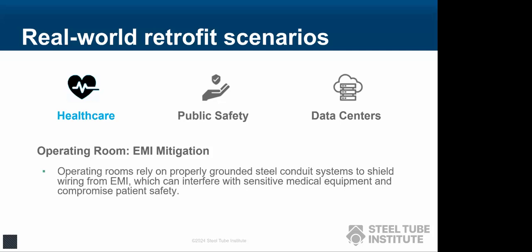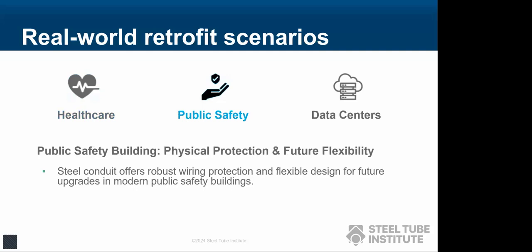Public safety infrastructure, such as police stations, emergency operations centers, fire stations, they demand robust, adaptable wiring solutions capable of configuration as needs change. Steel conduit provides that with superior physical protection and flexibility for swift, cost-effective modifications or technological upgrades. This adaptability ensures continuous operation and functionality readiness during critical events, like that tornado that I talked about. Imagine when the fire department and the emergency services can't function. That's a huge deal in the community.